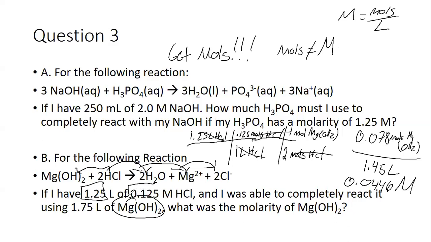It should be 3 sig figs. 1.25 is 3 sig figs. 0.125 is 3 sig figs. 1.75 is 3 sig figs. So your answer should be 3 sig figs. That 0.078 should have been 0.0780. But yeah, 1.75 liters. My bad. It's not 1.45. That's me not reading my handwriting correctly.